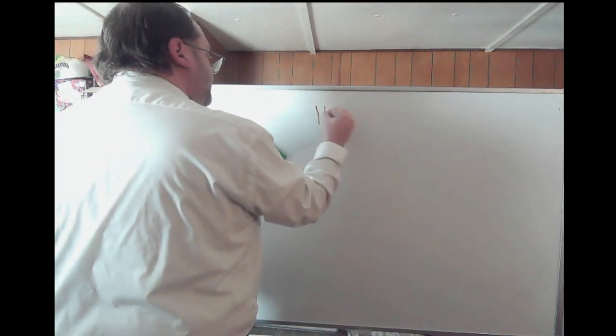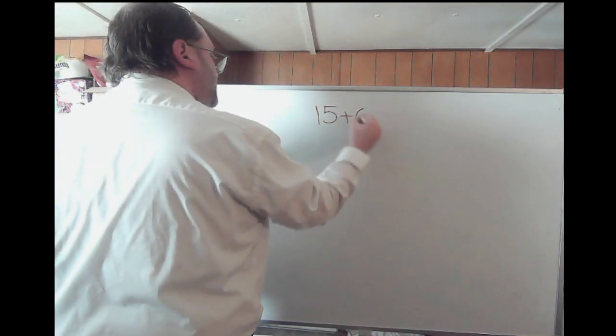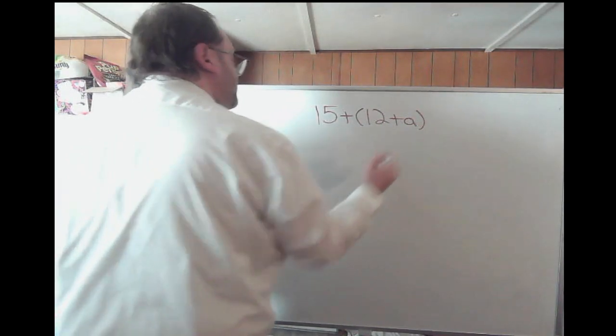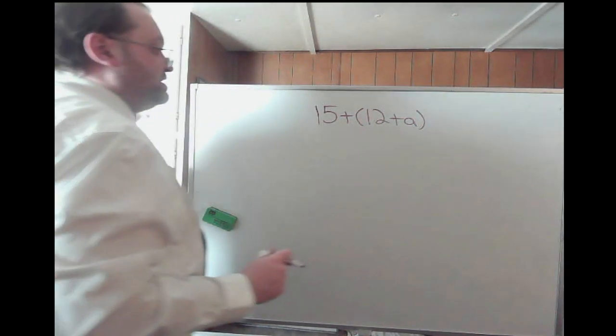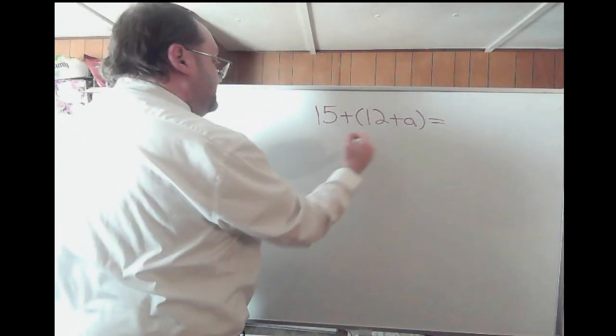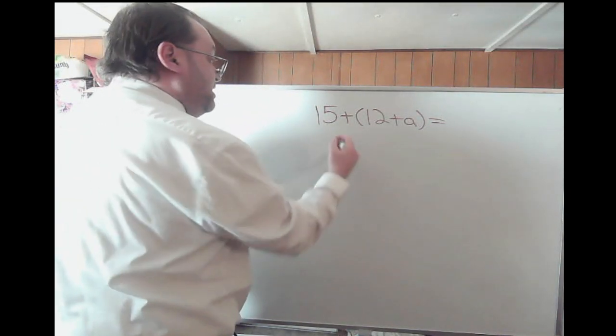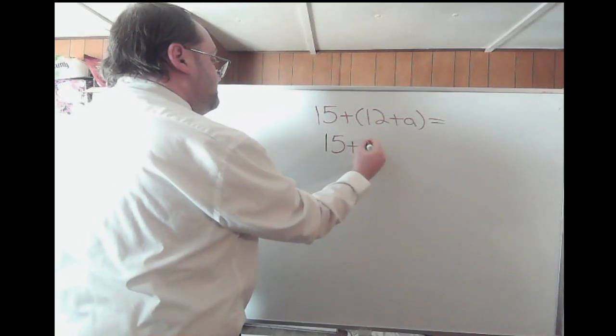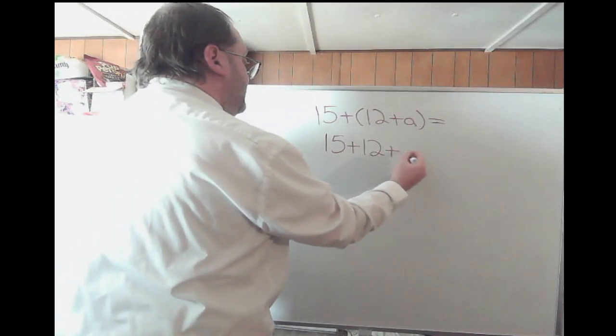How about 15 plus the quantity of 12 plus a? Well, since this is a straightforward addition problem and it doesn't matter what order you put the parentheses in, you really don't need the parentheses. So you can just do 15 plus 12 plus a.